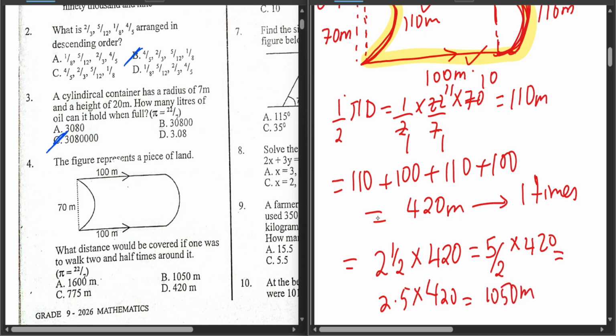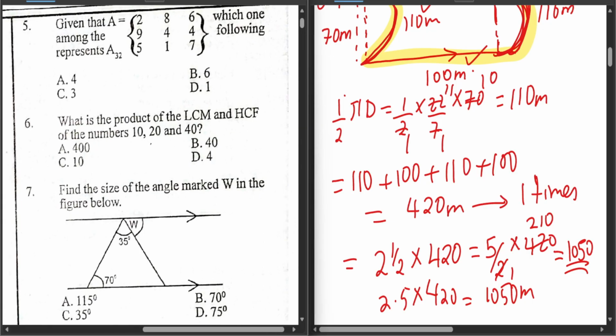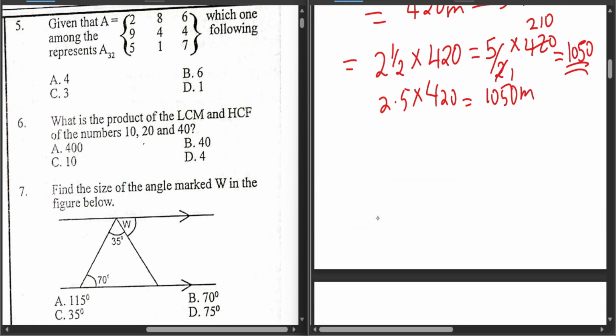If you use 5/2 times 420, 1 by 2, 210, and 210 times 5 is going to give you also 1050. So yeah, that is your answer to this question. Let's go to question 5. Let me increase it a bit so that you guys are able to see it. So now this is question 5.